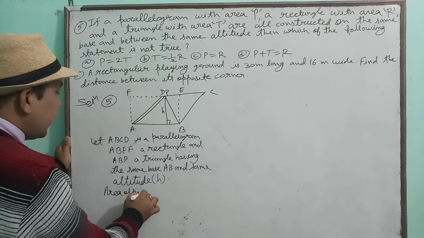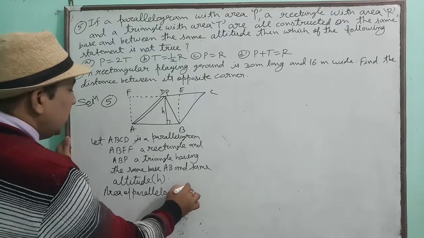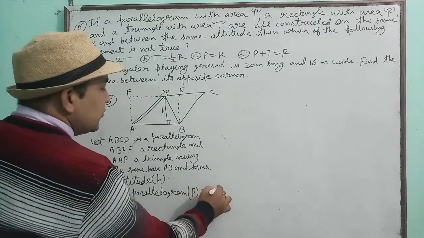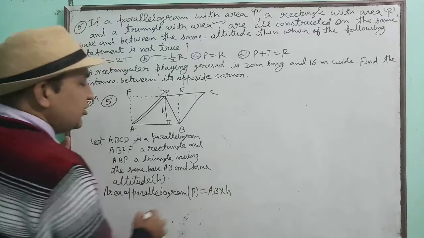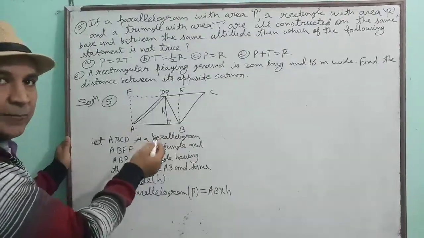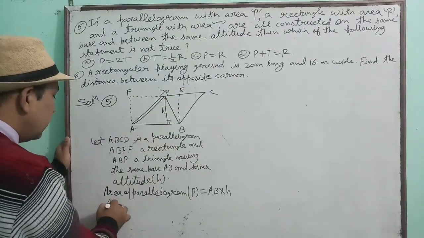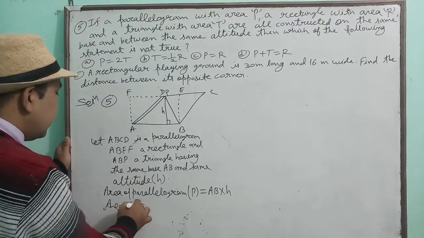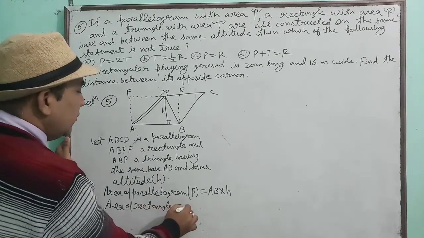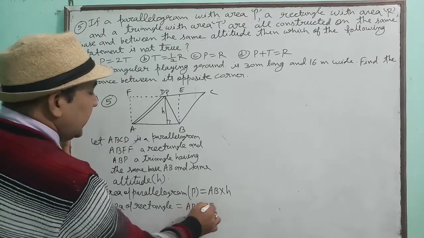area of parallelogram, which is P, is equal to AB into h, because AB is the base, h is the height. Area of parallelogram is base into height. Now area of rectangle, we know that area of rectangle is length into breadth.